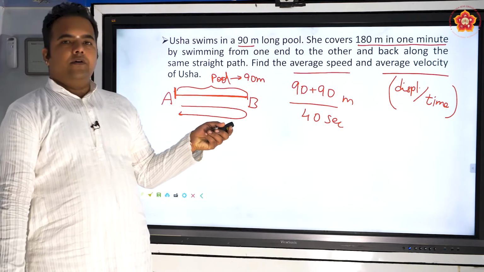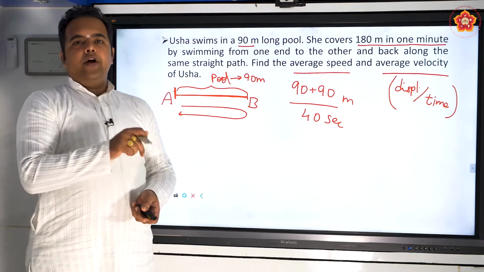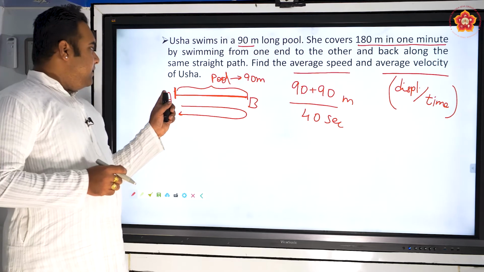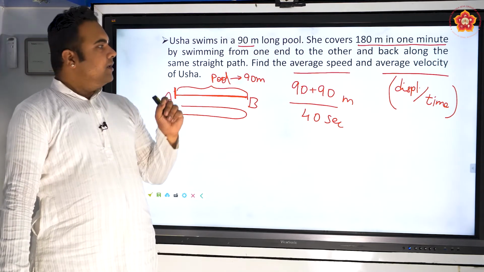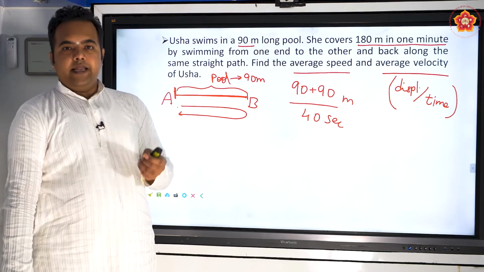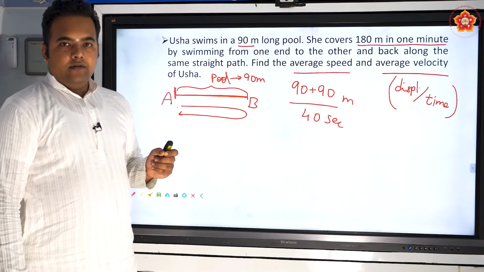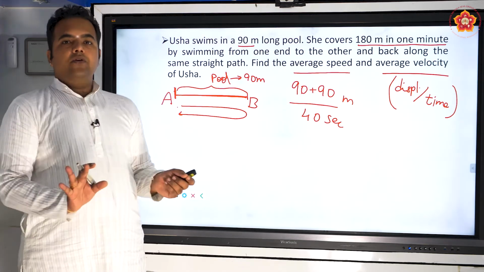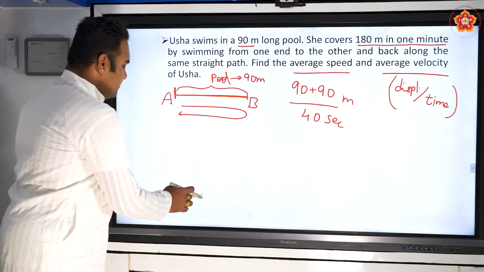Average speed is not 0. So this is her speed. But finally, when she came back to the same point A, because displacement is defined as 0, when we calculate the displacement as 0, the average velocity turns out to be 0. Which means from the direction point of view, there is speed, but there is no velocity. So when we include direction, the average velocity is not there. Without including direction, we see that the speed is calculated in this particular way.